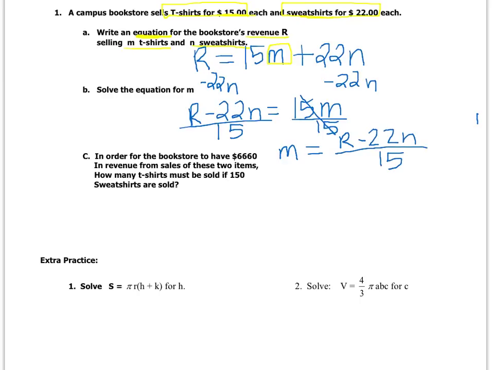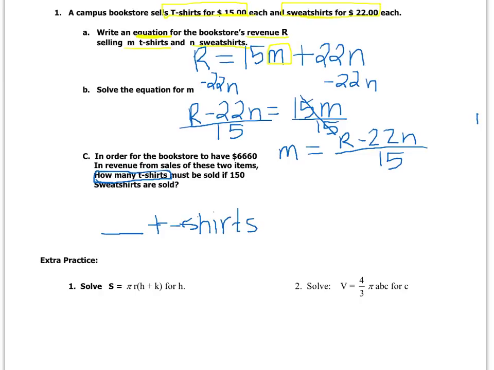C says, in order for the bookstore to have $6,660 in revenue. So that means that's my R right here. From sales of these two items, how many t-shirts? Okay, how many t-shirts? So that's my question, my answer should be something t-shirts. Keep that in mind, and we know it just basically by the question. So that's what my answer should be.